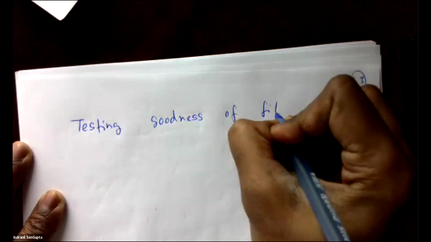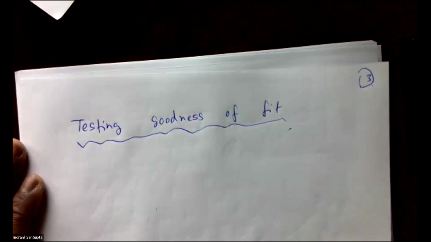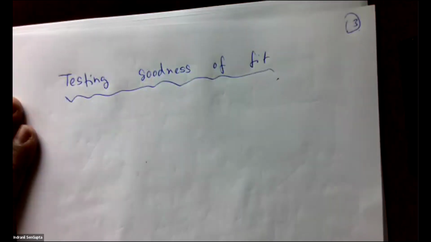So here is an example. Let me talk about this a little bit, because this is very important, and I plan to do some exercises based on this: testing for goodness of fit. And typically it's done by chi-squared.